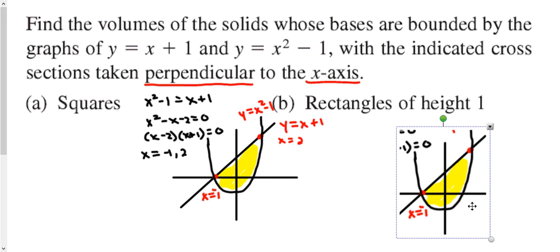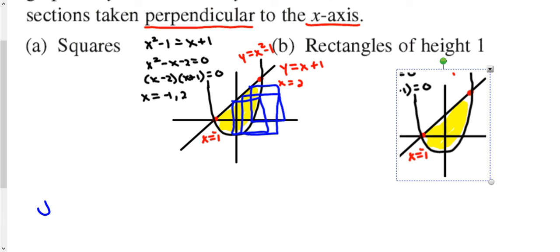All right, so first here, I'll do it if the cross sections are squares. Okay, let's say in here we've got squares that run from the top region to the bottom region. They look something like that, and they come up off the screen to give this thing volume. So we're going to do it in terms of x. In terms of x, we're going to integrate from negative 1 to 2. Then I've got to figure out what's the area of one of these squares.